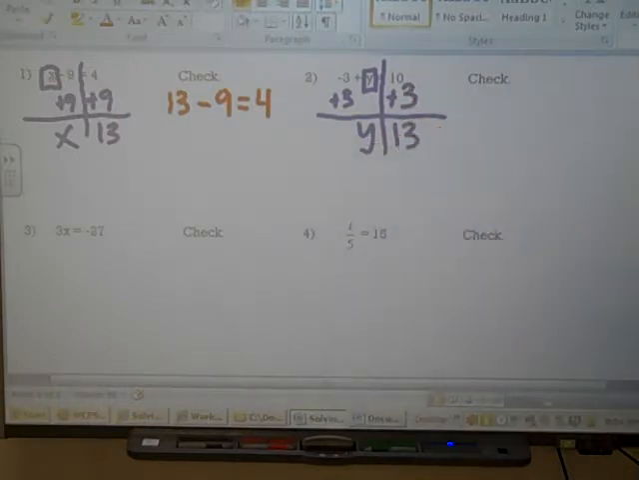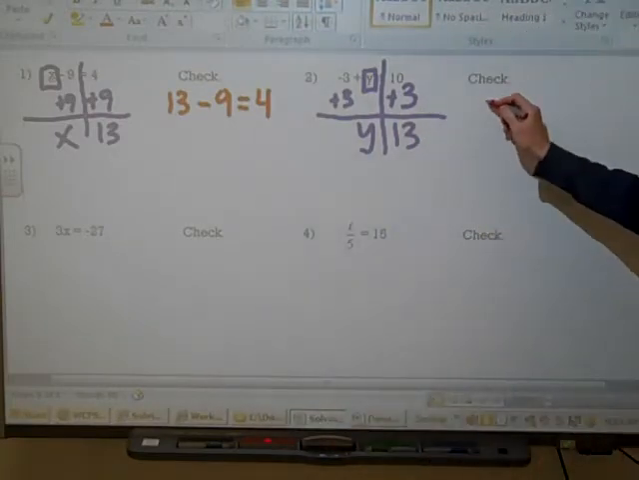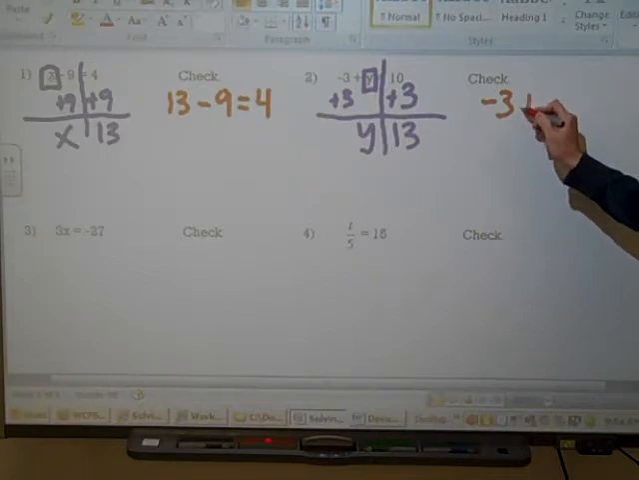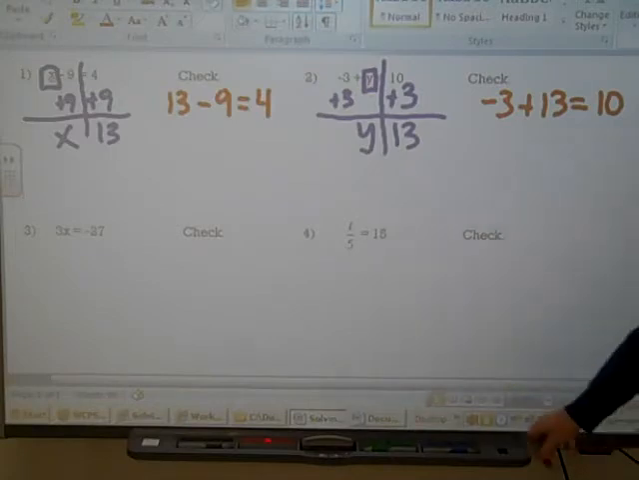So y equals 13. So we're going to go ahead and check by plugging it in. So I get negative 3 plus 13. And I have a negative plus a positive. So I'm going to go ahead and get an answer of 10. And yes, the answer is positive. And so yes, it does match up.